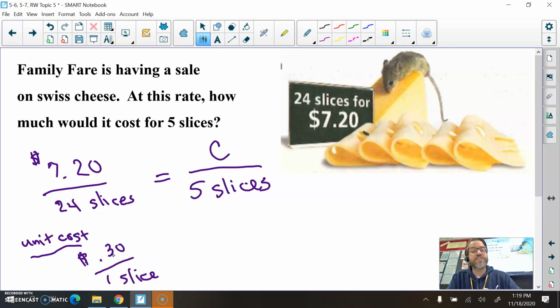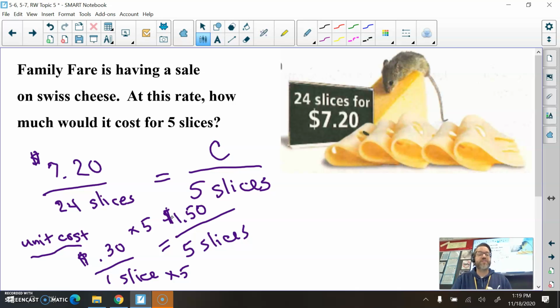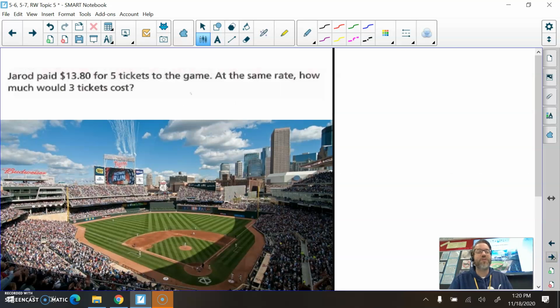Now that I know it's 30 cents per slice, now it's easy to figure out what it would cost for 5 slices, because now I just have to multiply by 5. So if we take 30 cents and multiply that by 5, we find out that's $1.50 for 5 slices of cheese. So how much would it cost for 5 slices? $1.50 for 5 slices of Swiss cheese. All right, one more example.